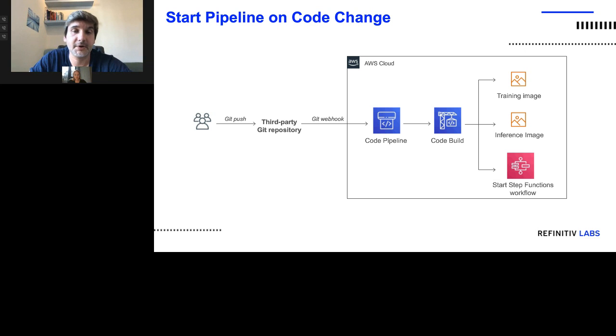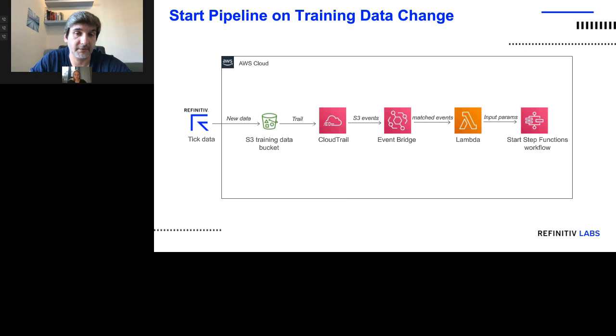And the second integration is when I update training data in the S3 bucket where we have training data. That will trigger, through CloudTrail, EventBridge and Lambda, the execution of the same Step Functions workflow, and it will result in a model being, well, more models being deployed from the new training data.